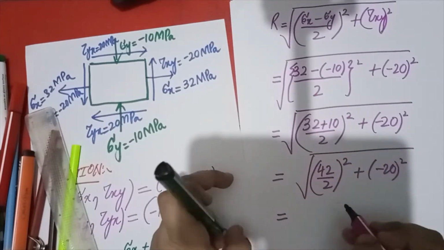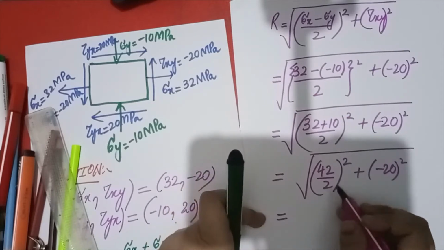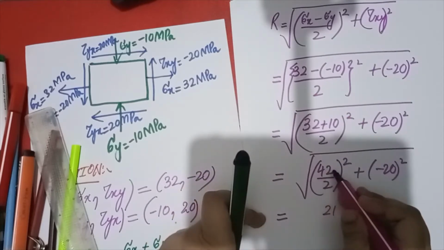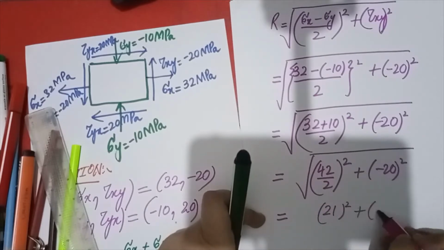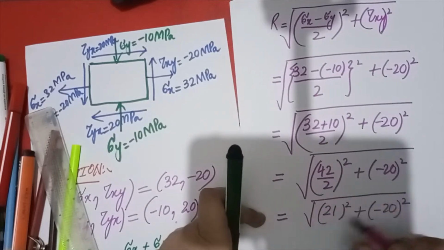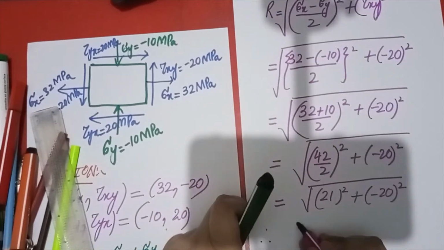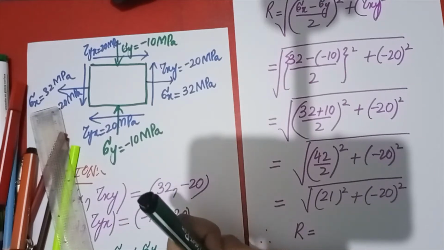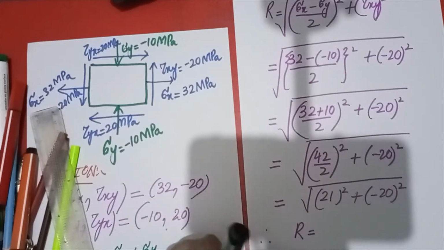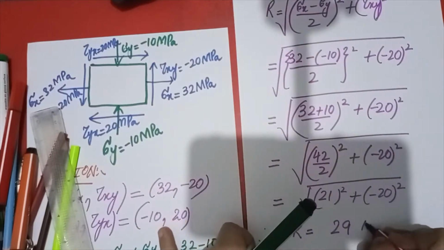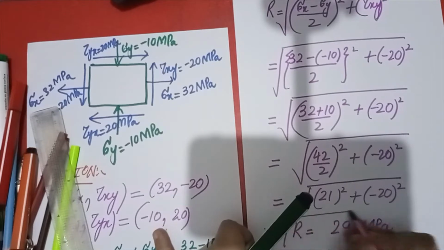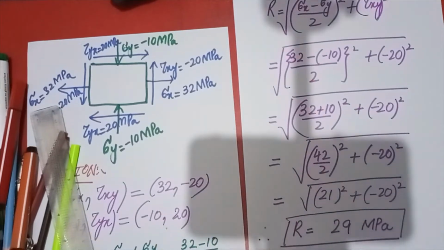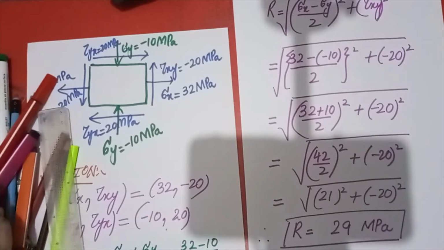So this will become 42 divided by 2 squared, so it is 21 squared, plus 20 squared. So the value of R will become what? Let me calculate it. What will be the value of R? So the radius is coming out to be 29 MPa. You can calculate it via your calculator. So this is the way to calculate the values of C and R.